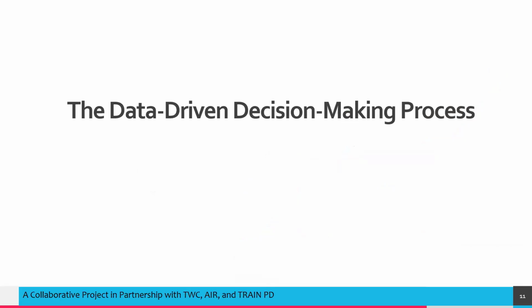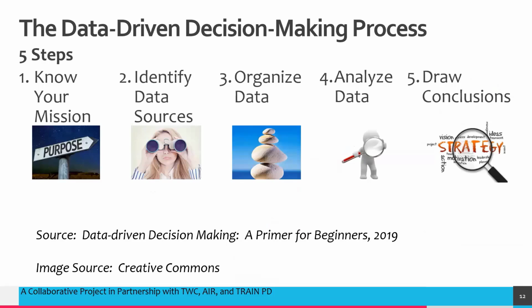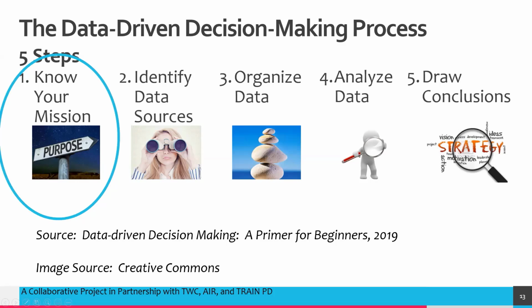All right, so now let's take a look at what the DDDM process entails. I know you're curious because I've been saying it so much, and we're going to continue. So the DDDM process has 5 steps. 1, know your mission. 2, identify data sources. 3, organize your data. 4, analyze your data. And then 5, draw conclusions. So let's start with number 1, know your mission.